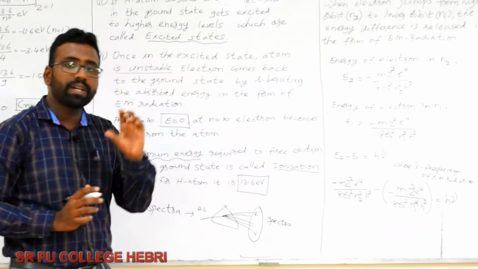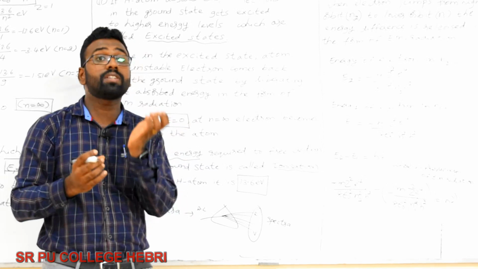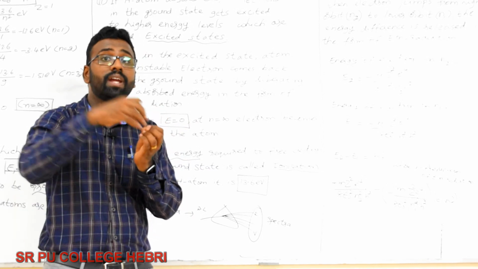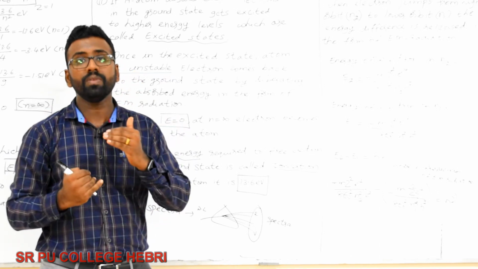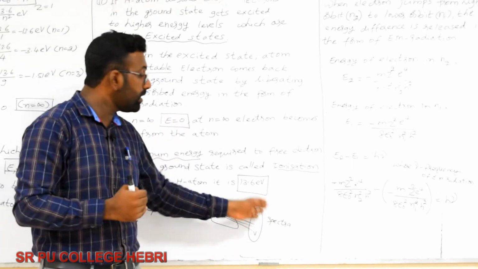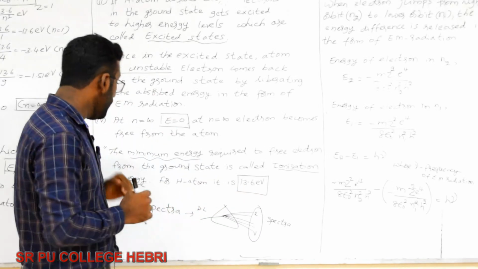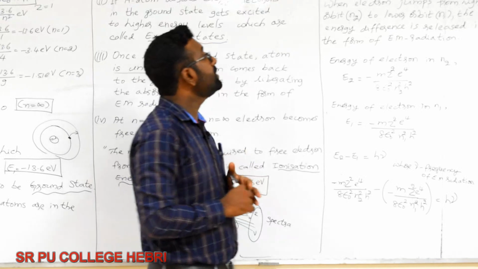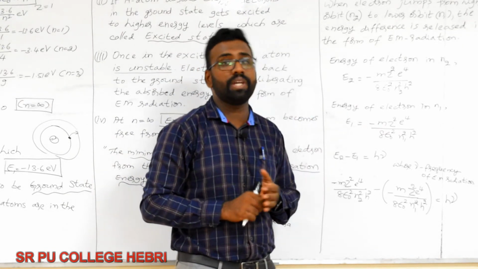So spectra is simply a combination of components of white light split into different wavelengths. All these colors have different wavelengths, and according to that they are split. Now we will move on to the line spectra of hydrogen atom. We will see how to get the equation for wave number.